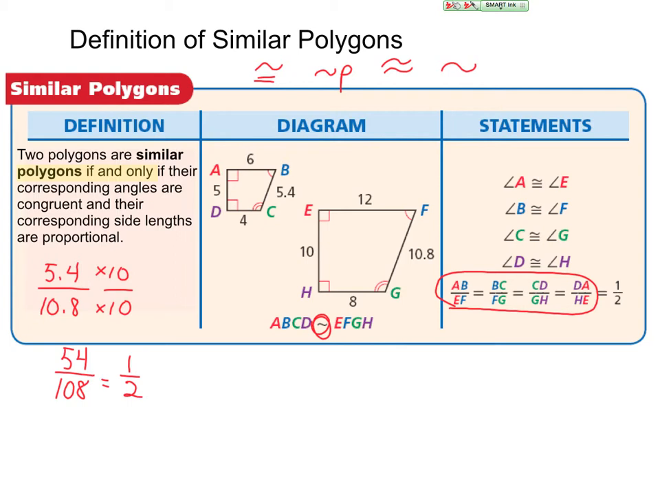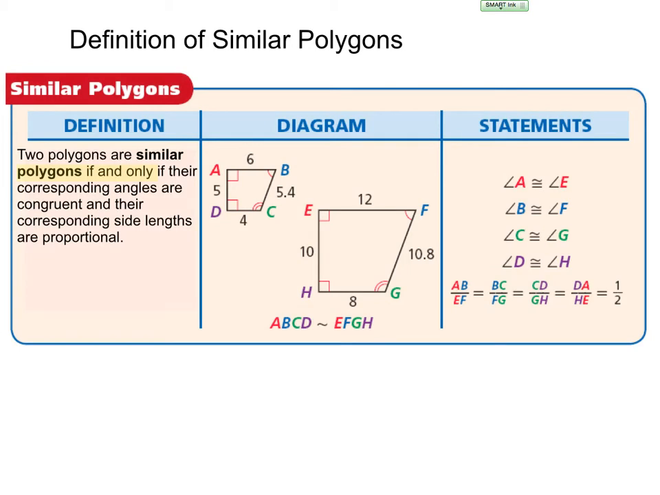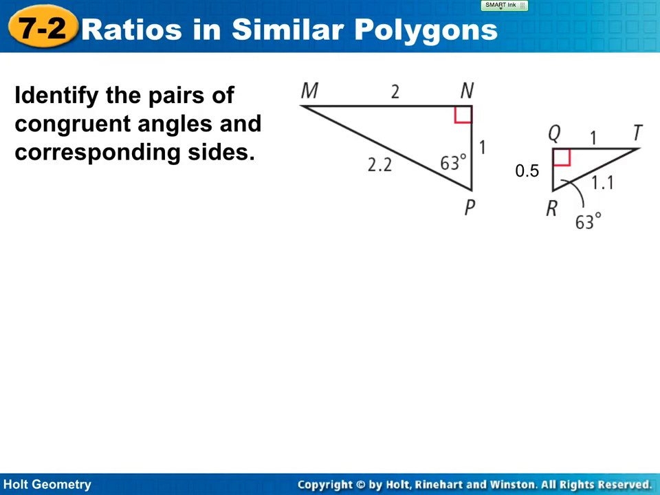About or rounded, it's approximately, that's what that means. Okay, so you see that symbol a lot for different reasons, and in combination with some other things, it means different things. All right, multi-purpose symbol. All right, let's identify the pairs of congruent angles and the corresponding sides.